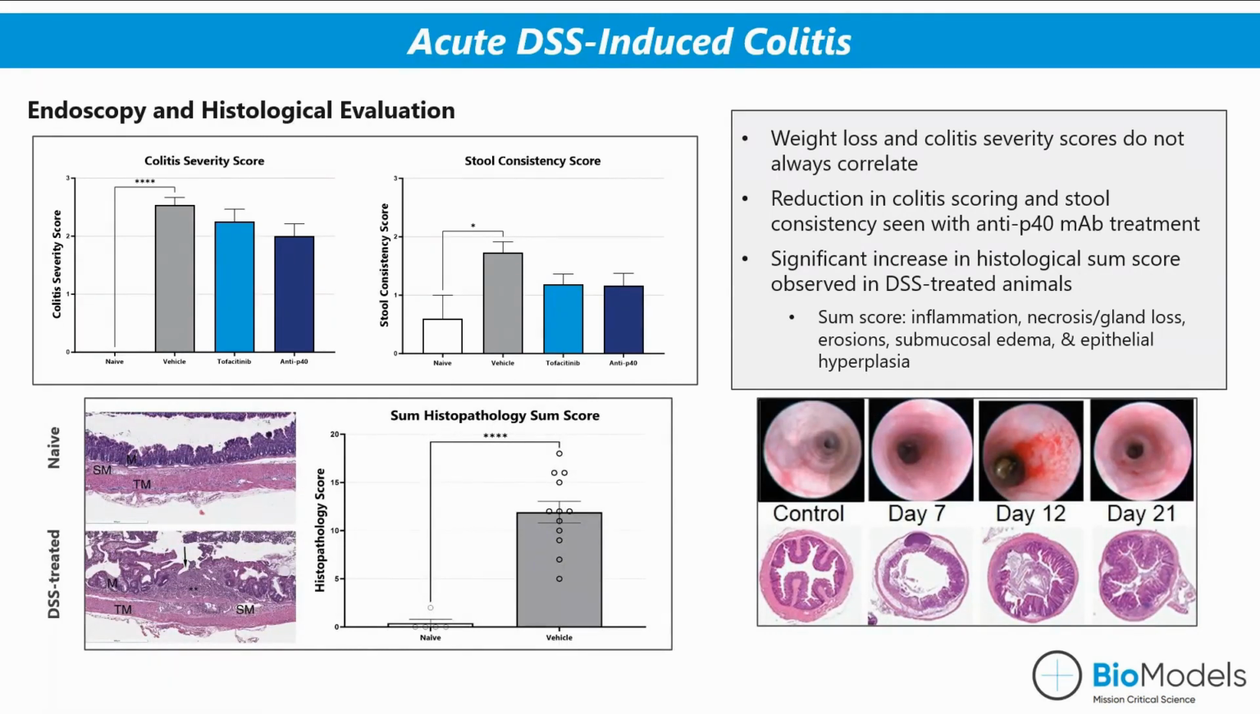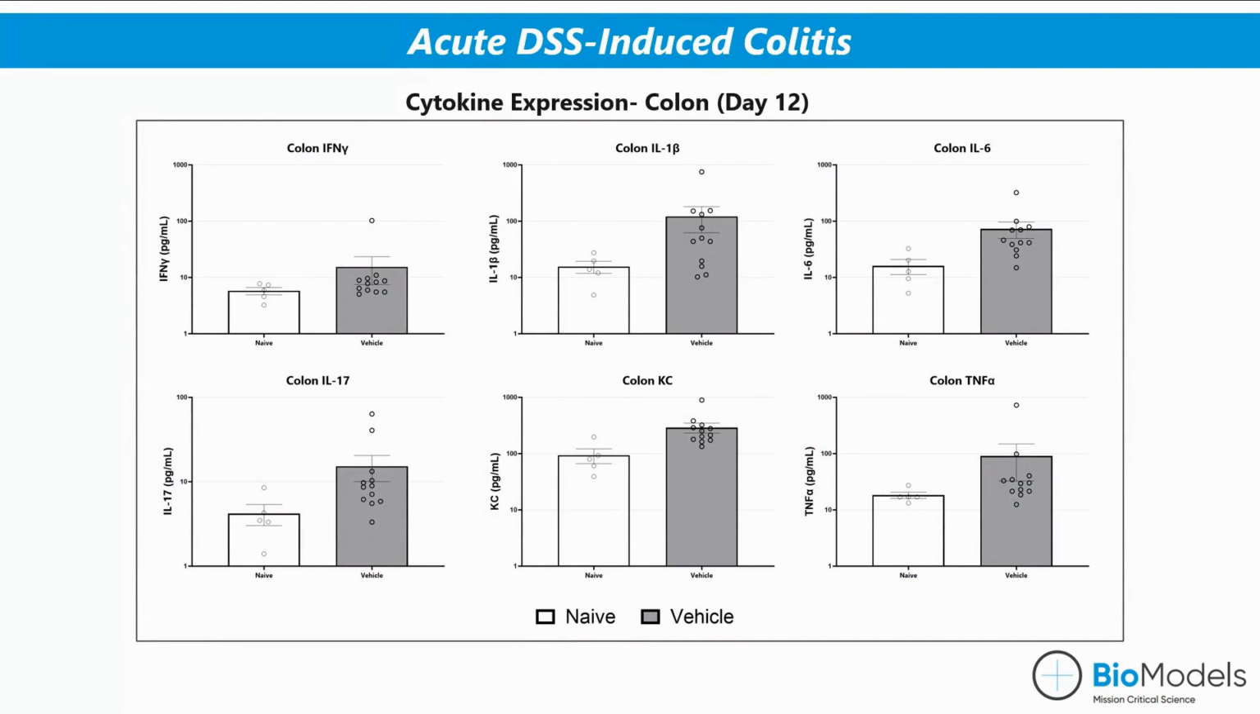Histopathology on the colon tissue is also commonly performed to assess multiple parameters such as inflammation, necrosis, erosion, edema, and epithelial hyperplasia, which makes up the sum score as seen below. Here we have a significant increase in the sum score with DSS exposure. When we look at cytokine expression in the colon tissue by multiplex, we see a significant increase in key pro-inflammatory cytokines like IL-1 beta, IL-6, and TNF alpha, among others.